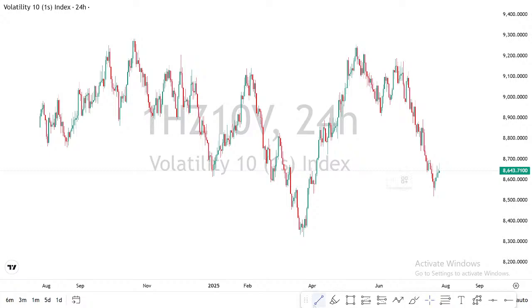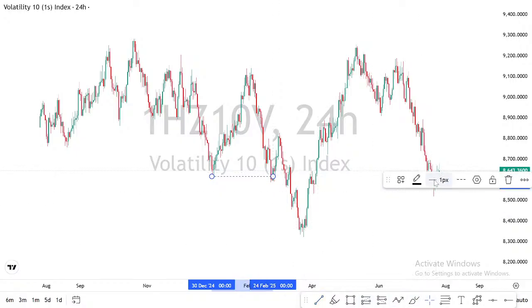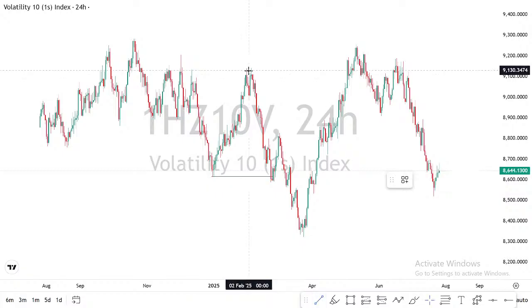So we have a break of structure to the downside. This is our last break. That's our last break of structure to the downside. And market came back and gave us change of character. This is a change of character.